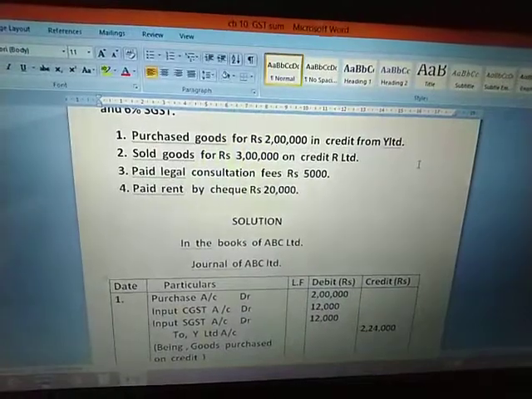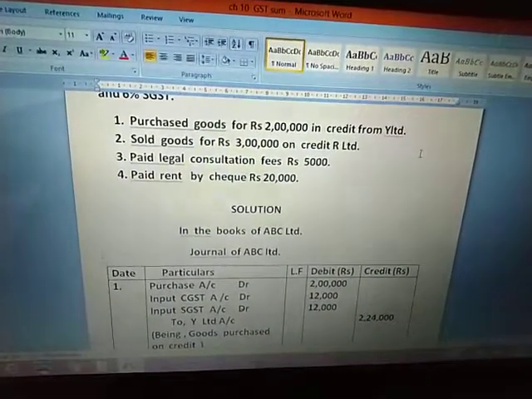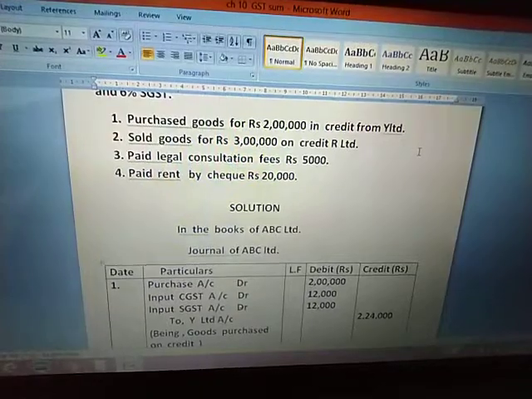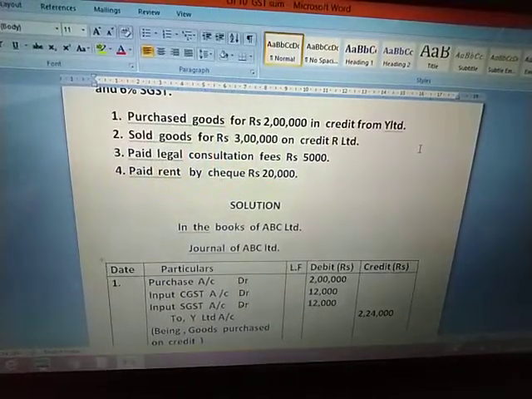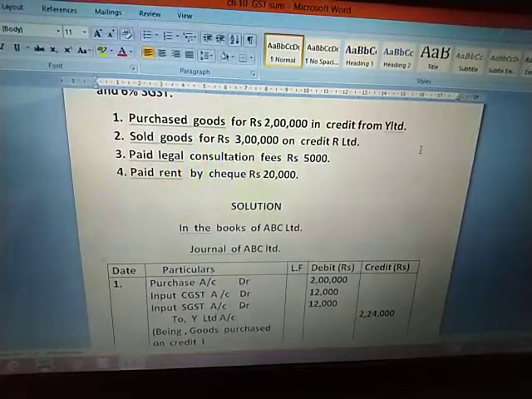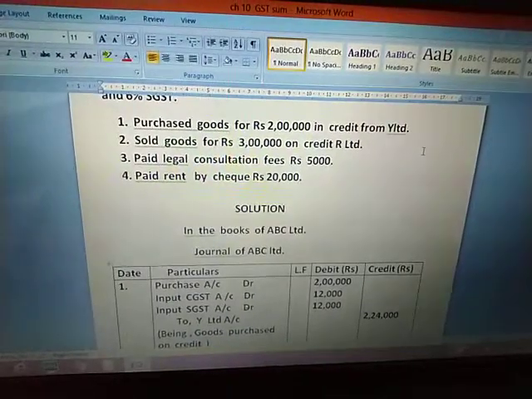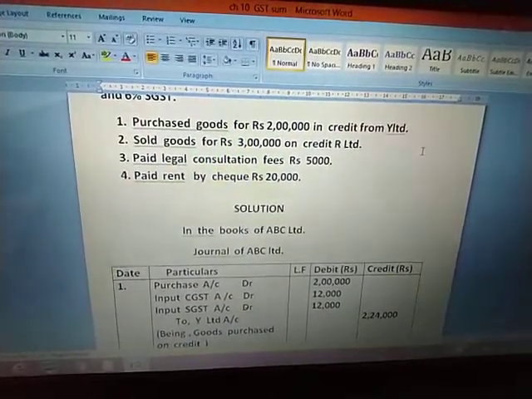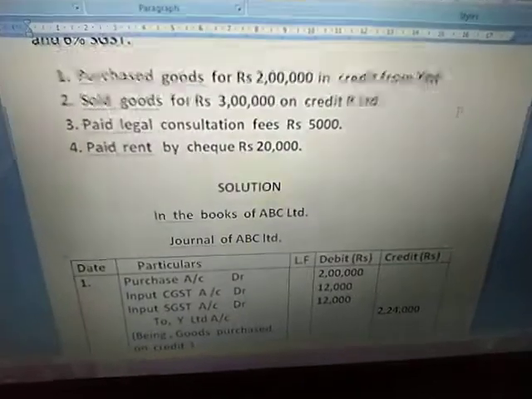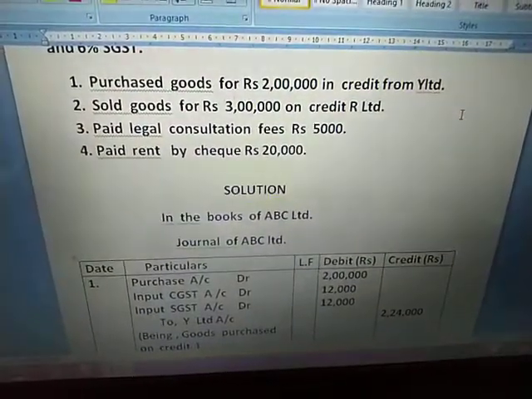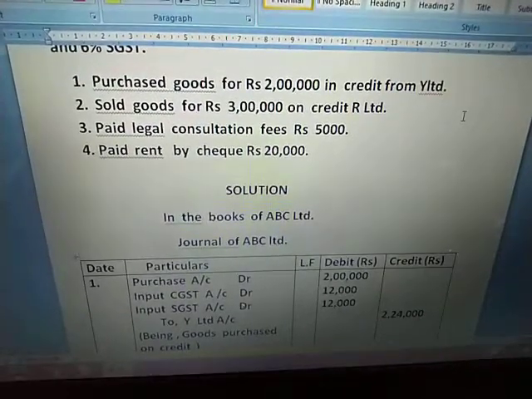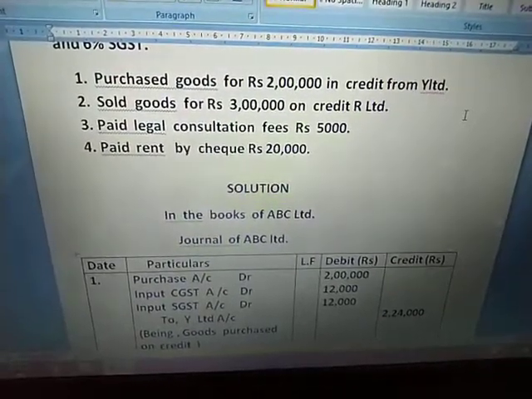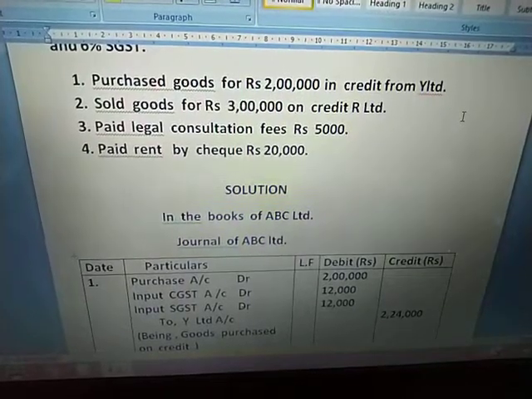Here we have the first transaction: purchase goods for rupees 2 lakh on credit from Y Limited. When we are purchasing we have to pay input GST, and since it is told in the question that 6% input CGST and 6% input SGST will be applicable, the transaction stands like this: purchase account debit, input CGST account debit, input SGST account debit, to Y Limited account, and the credited amount will be 2,24,000.